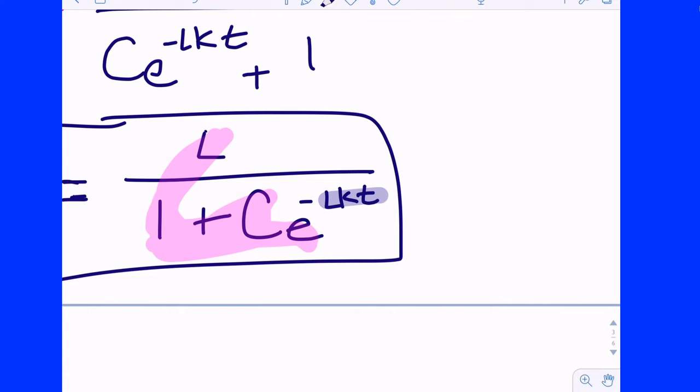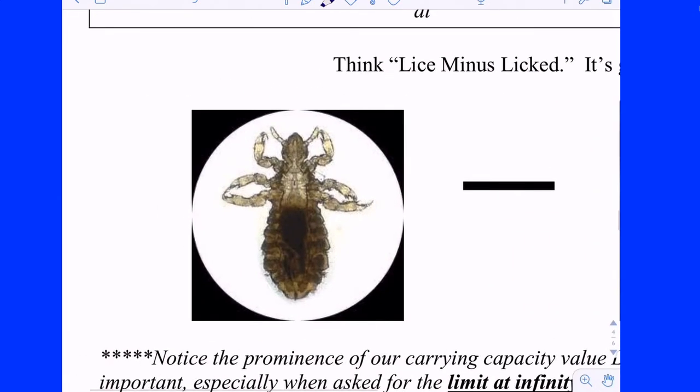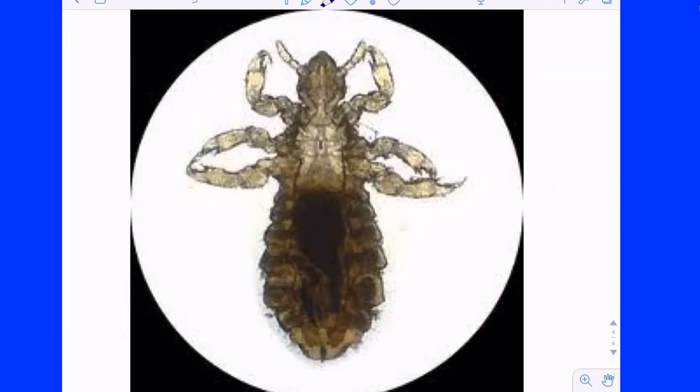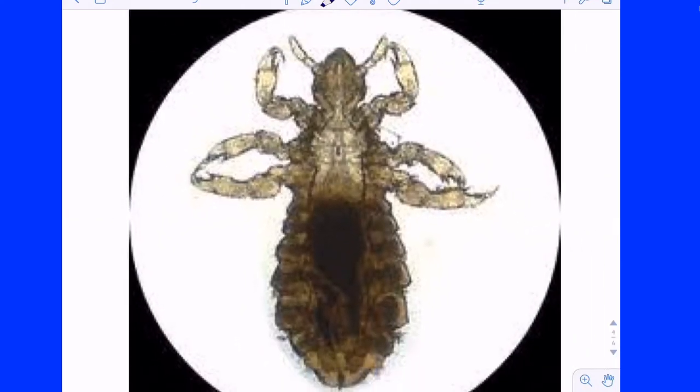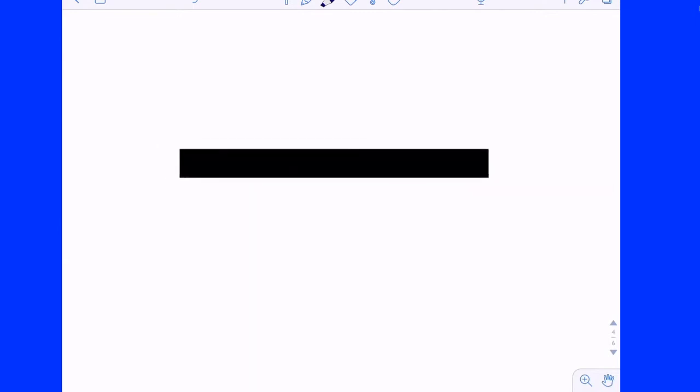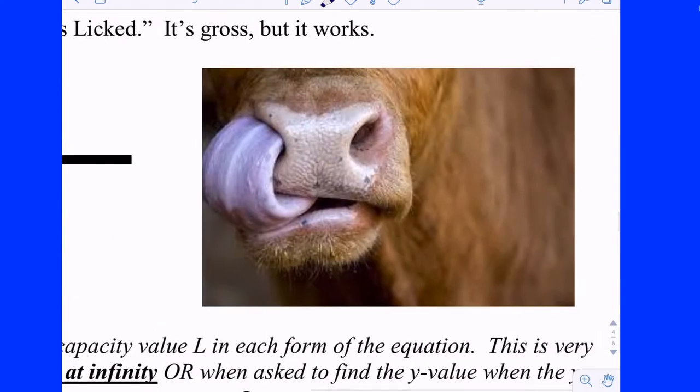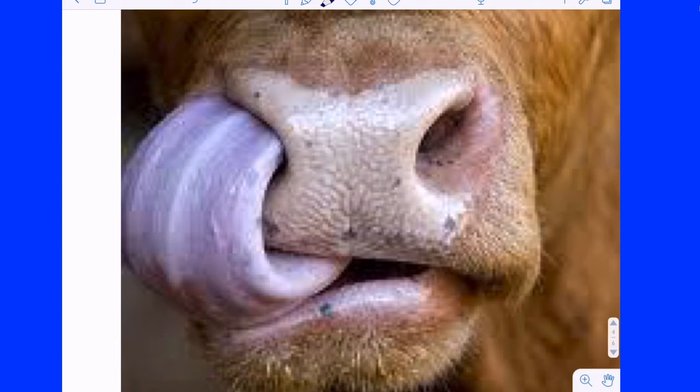Sorry, that recorded. All right, so you get lice, which is kind of gross, minus licked, which is kind of gross. Lice minus licked. Yeah, lice minus licked. That's how you're going to remember the general solution. Now, if you don't remember lice minus licked, here's a visual, right? There's lice, right? Don't let it get on you, okay, unless you like mayonnaise. Lice minus, look, there's the minus sign. Don't let it get on you unless you like being down. And then licked. Ooh, yeah, look at there. That's talent, okay?